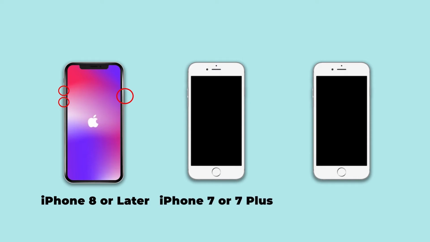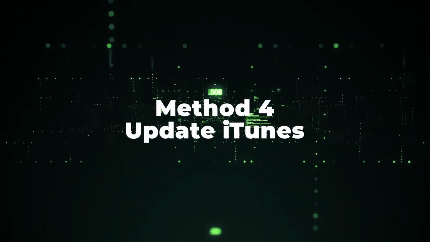For iPhone 7 or 7 Plus, press the power and volume down buttons at the same time, and hold them until the Apple logo appears. For iPhone 6 or the older ones, hold the power and home buttons at the same time until the Apple logo appears. Method 4. Update iTunes.